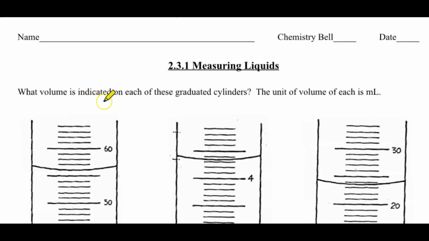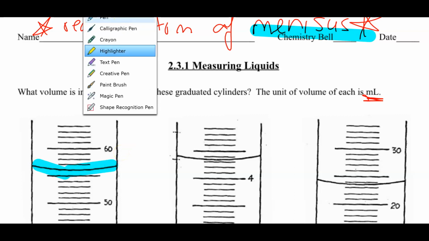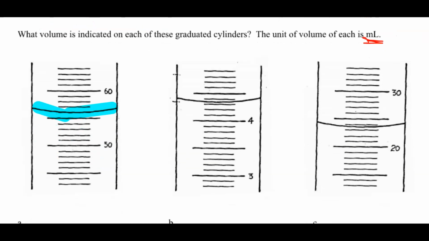Okay, so what is the volume on each of these graduated cylinders? Each one's in mL, but they have different scales. Remember from your video notes, we need to read the bottom of the meniscus. That is that curved line. So what is the meniscus? It's this curved line right here. Pretend it was a curved line when I drew it. This line right here.